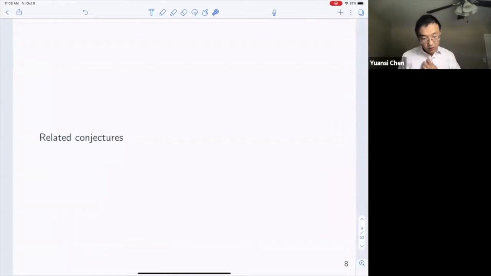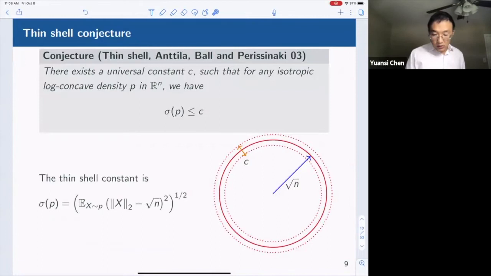This KLS conjecture is famous because it is related to several other conjectures. Boas explained a little bit about the Stingshaw conjecture, which Antilla, Bo, and Paouris conjectured in 2003: for any isotropic log-concave density, the Stingshaw constant sigma p is less than a constant. It means that the expected norm of x, for x randomly drawn from this log-concave density, should concentrate around this ball of radius square root n, and not just concentrate around this ball, but also in a Stingshaw sense around this ball.